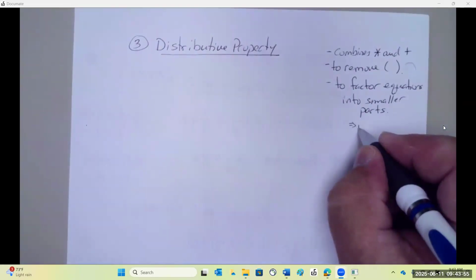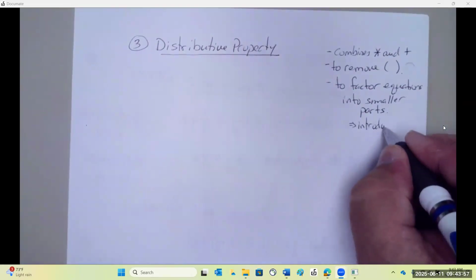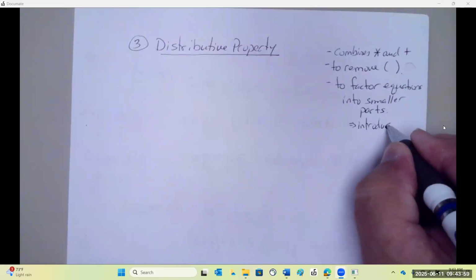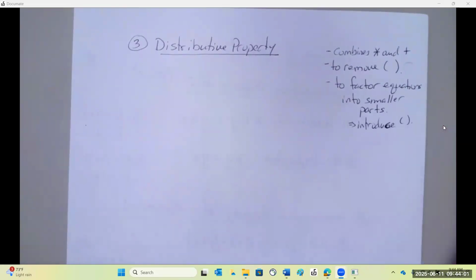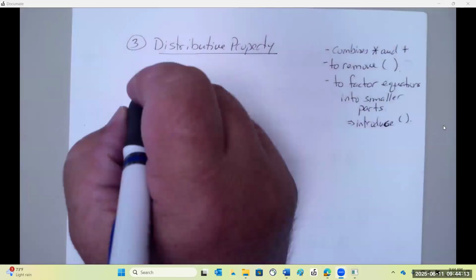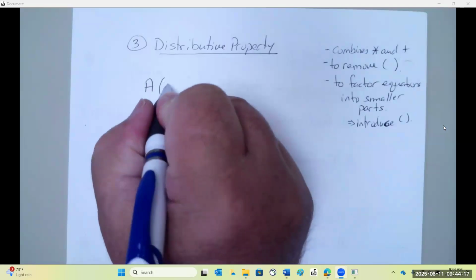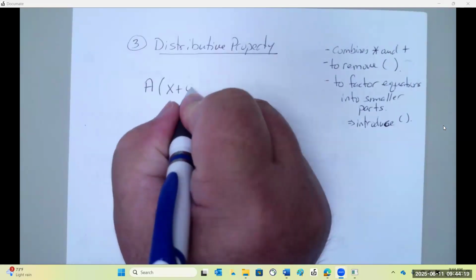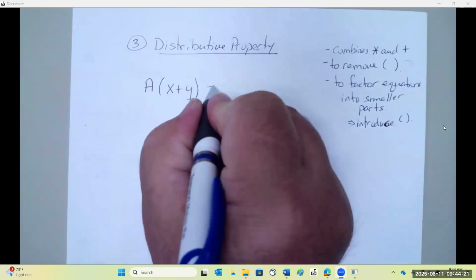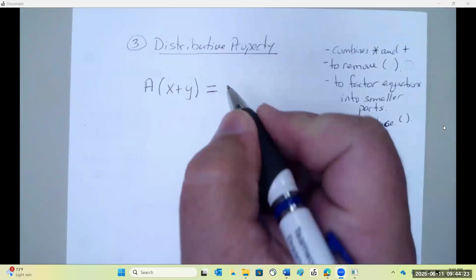In other words, we introduce parentheses. So this is a powerful rule. We can take away parentheses, we can put parentheses in, and we combine. So this is what it looks like. So we combine both multiplication and addition.